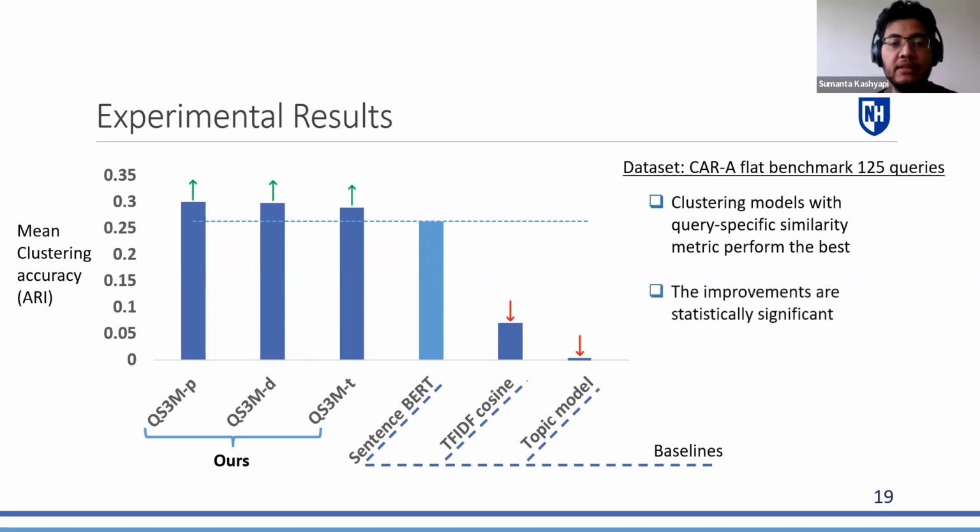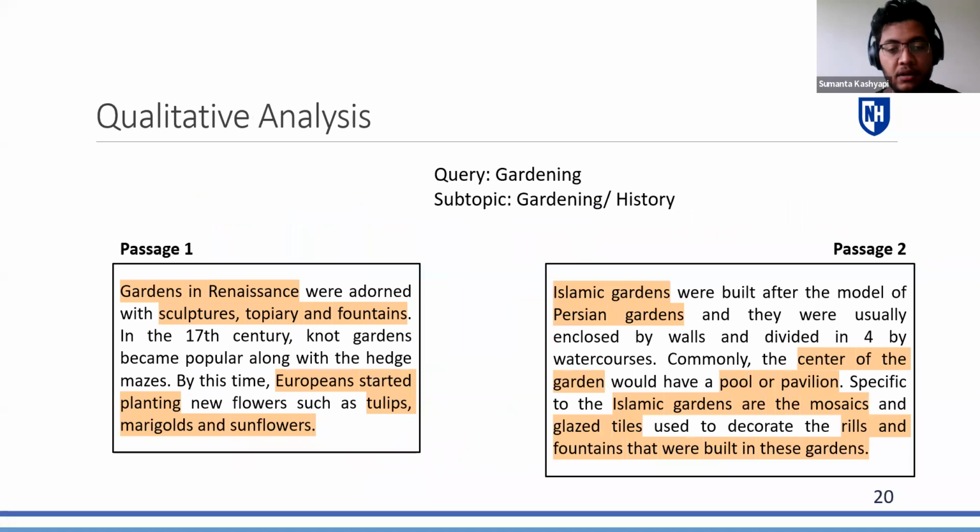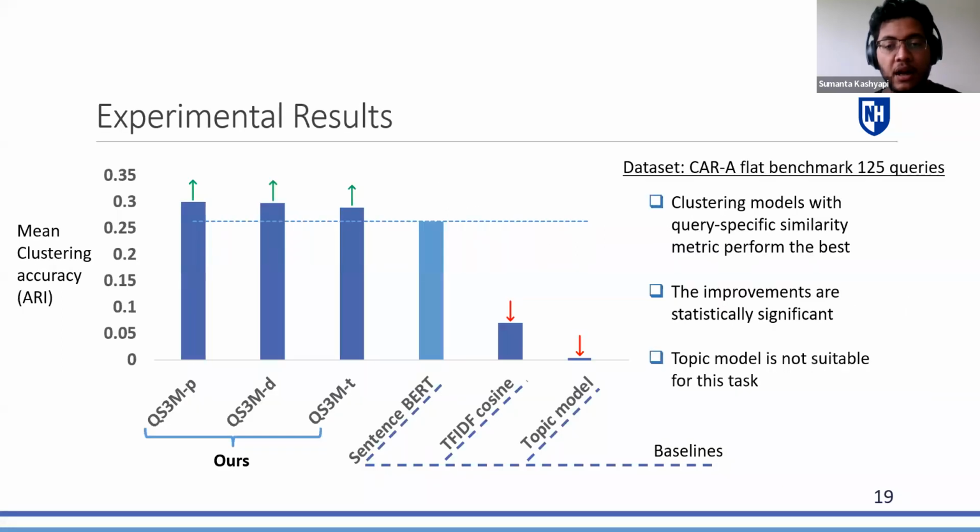The next is that the improvements achieved by our QS3M model are all statistically significant. And also finally, topic model is not suitable for this task, as you can see in this plot. However, evaluations on the other datasets also result in similar findings, which we elaborate on in our paper.